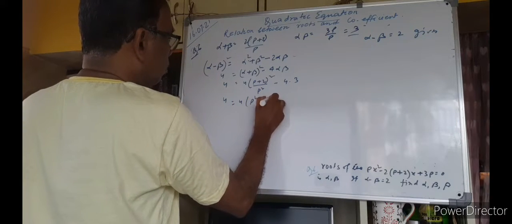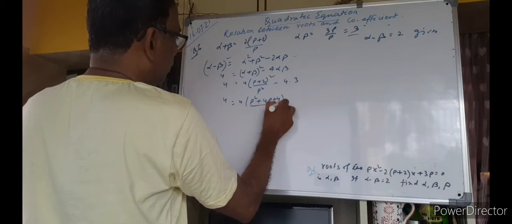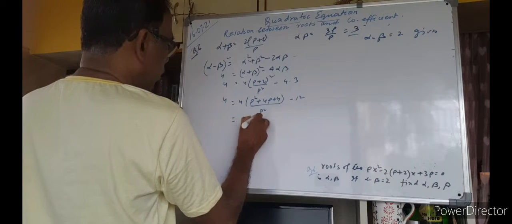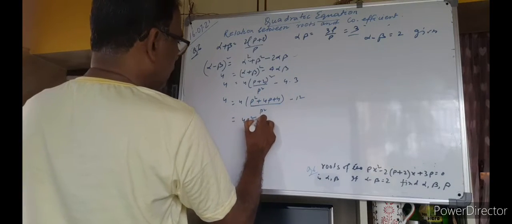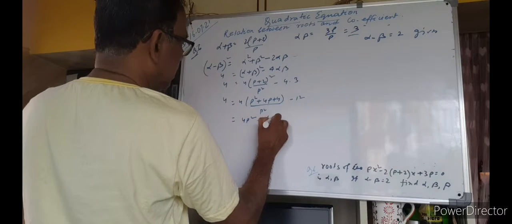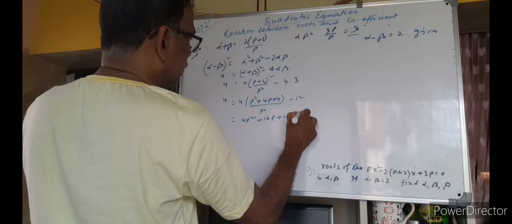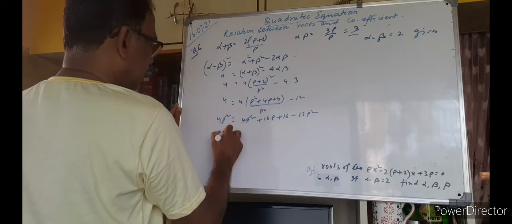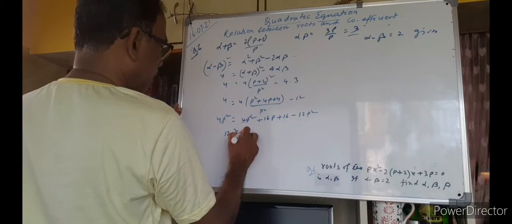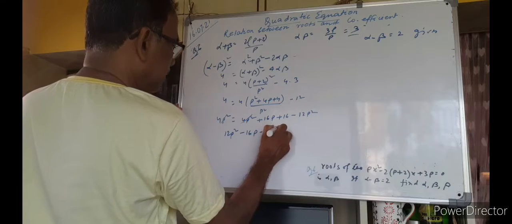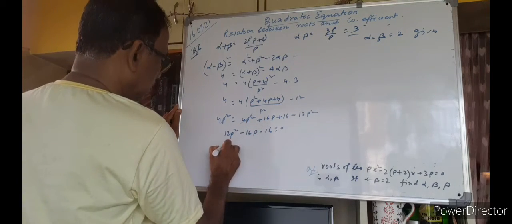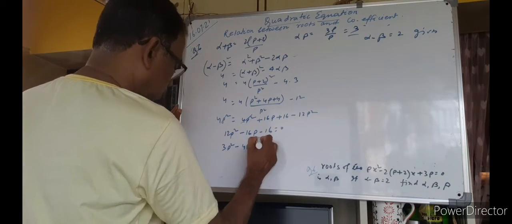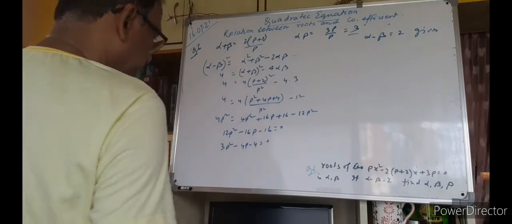So 4 equals p square plus 4p plus 4 by p square minus 12. That is 4p square equals 4p square plus 16p plus 16 minus 12p square. P square cancels. That is 12p square minus 16p minus 16 equals 0. Divide by 4 on both sides: 3p square minus 4p minus 4 equals 0.